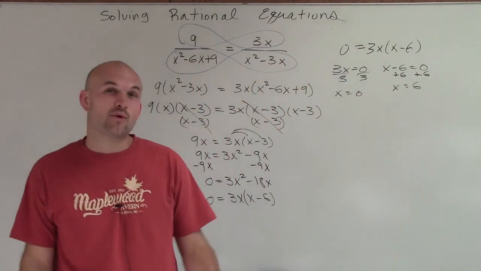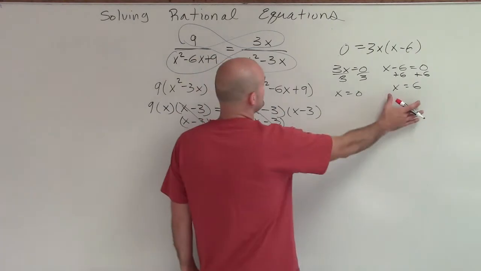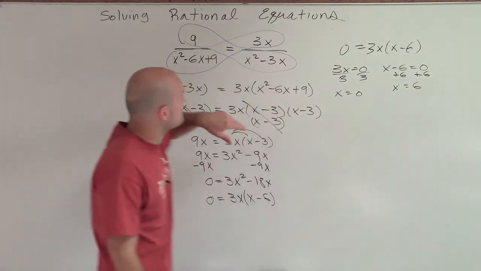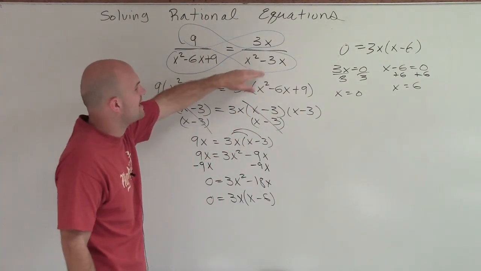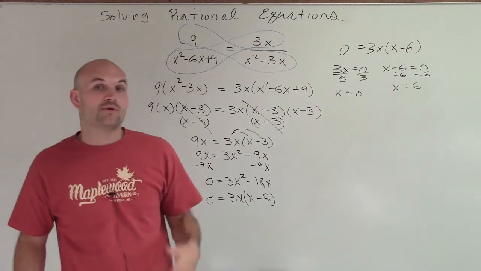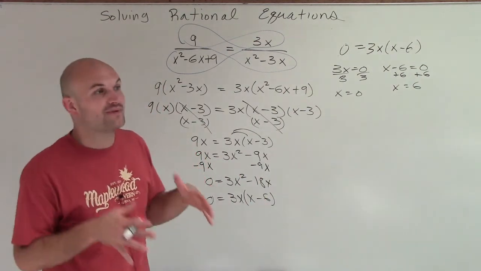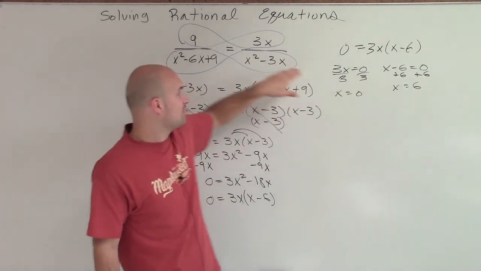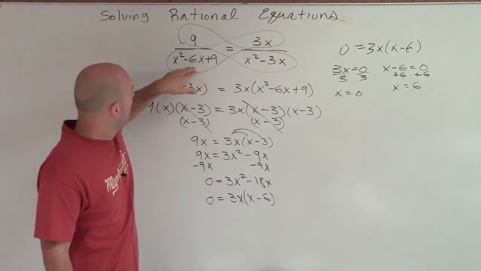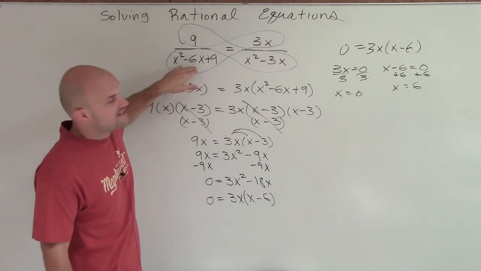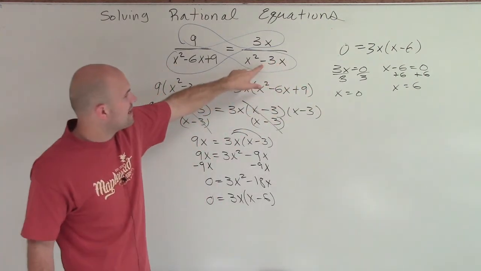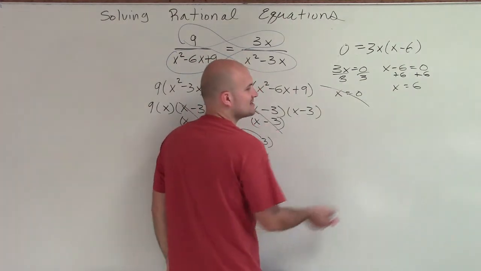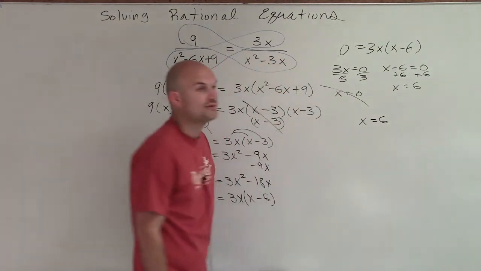However, it's very, very important for us to take a look at our solutions and make sure that they can be solutions for our rational expression. If I plug in 6, I want to make sure that I'm not going to have 0 as a denominator, right? Because remember, when we have a solution for x, we have all the values of x except whatever makes our denominator equal to 0. So I plug in 6 for these x's, and I'm not going to get 0 here. I plug 6 in for x here, I'm not going to get 0. However, when I put a 0 in for x here, I'm going to get 0. Therefore, x equals 0 is not a solution. And my only solution for this example is going to be x equals 6.